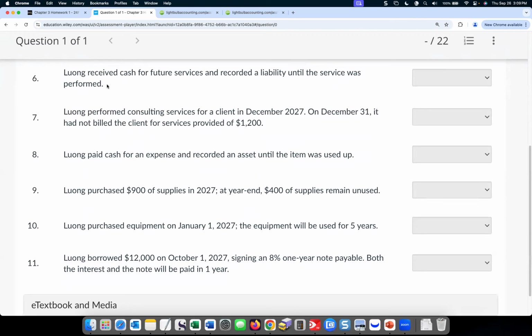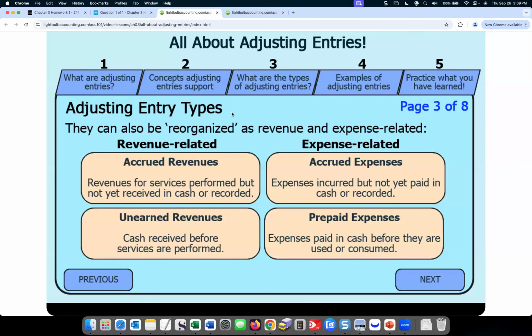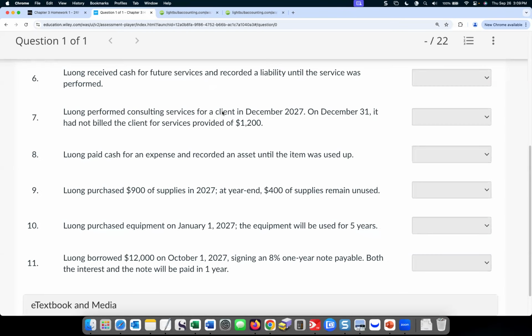Luong received cash for future services and recorded a liability until the service was performed. Revenue or expense related? Revenue. And actually, which one would it be? Would it be an accrued revenue or an unearned? Yeah, in fact, if I went back to that statement, that's the definition of how that unearned revenue situation really comes about. So I think that's a good definition.